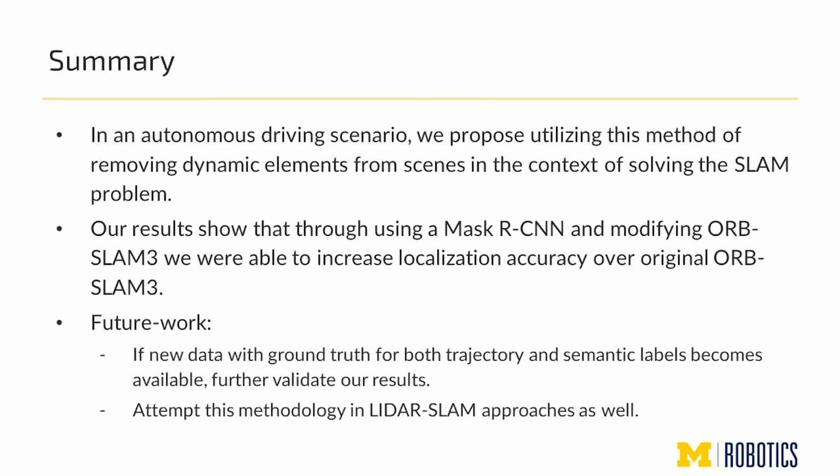To summarize, in an autonomous driving scenario, we propose utilizing this method of removing dynamic elements from scenes in the context of solving the SLAM problem. Our results show that through using a mask RCNN and modifying ORB-SLAM3, we're able to increase localization accuracy over the original ORB-SLAM3. For our future work, if new data with ground truth for both trajectory and semantic labels becomes available, we can further validate our results. We also would like to attempt this methodology in a LiDAR-based SLAM approach as well.